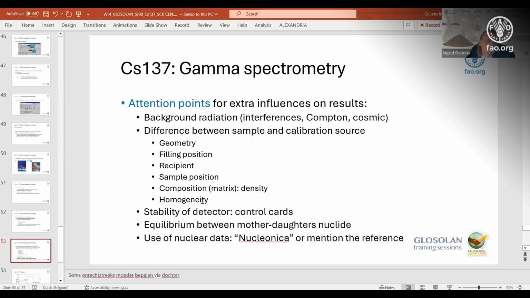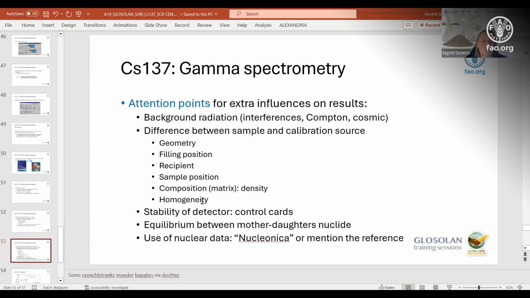The stability of the detector: we do a calibration every year. For the rest, the detector is pretty stable, but we use control cards. We measure what we call QCs, so quality controls, with every measurement, and we have control cards to follow up. If we see that there is an out of spec, or if we see a decline or an increase, then we will redo a calibration.